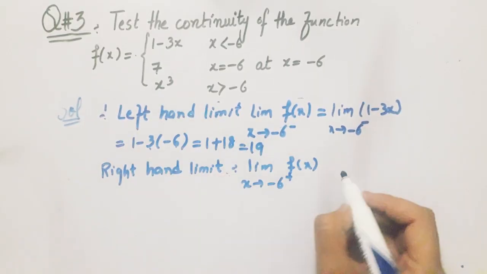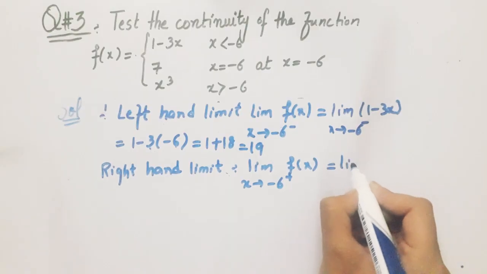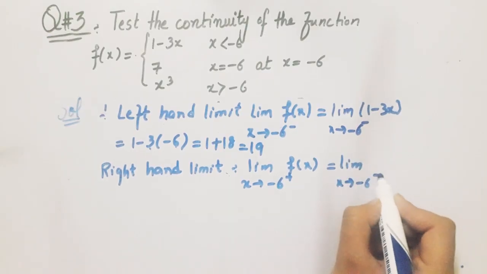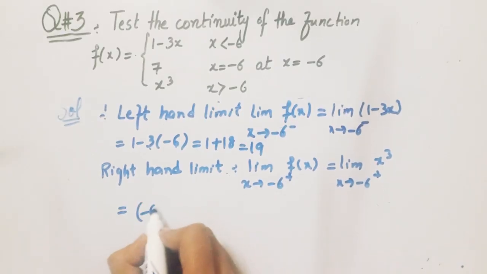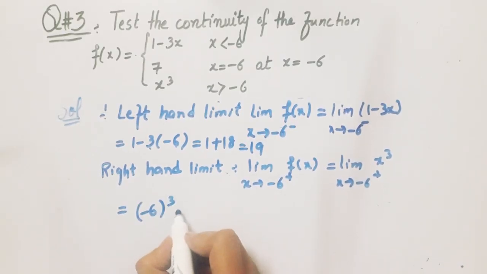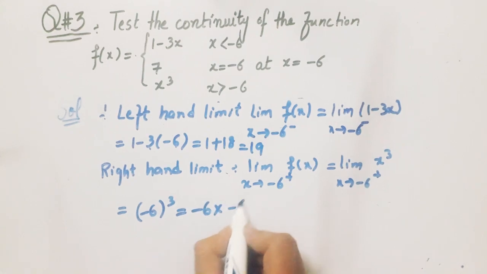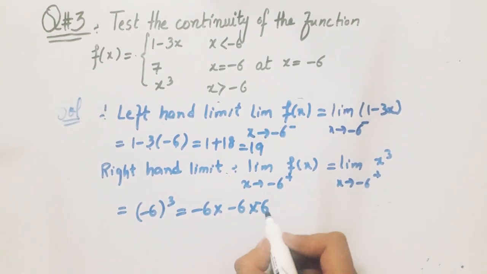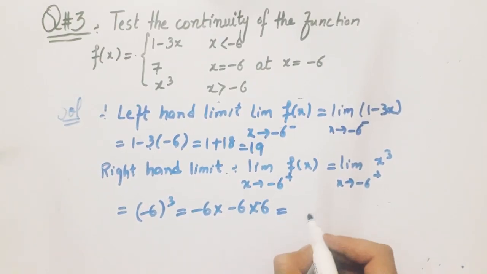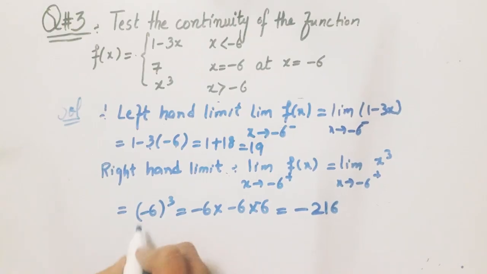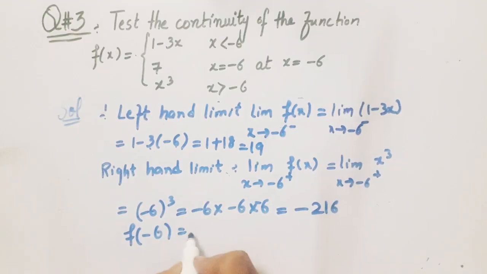So the function will be equal to x cubed. Now apply the limit, meaning (-6) cubed. So -6 cubed means -6 times -6 times -6. 6 times 6 is 36, and 36 times 6 is 216. Minus times minus is plus and then minus, so it will become -216. Now the value of the function f(-6) is equal to 7.